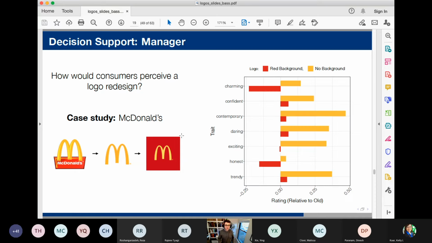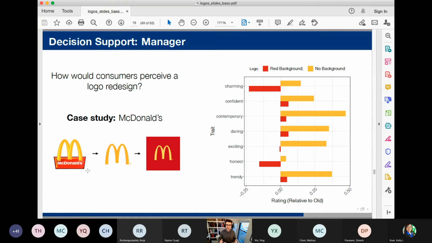So what I'm showing here on the right is the model's predicted differences in the brand personality perceptions of consumers when either given this logo relative to the old logo or given the red background logo relative to the old logo. So all of these are relative to that old logo. I'm really just using that old logo as a baseline here to understand these differences.